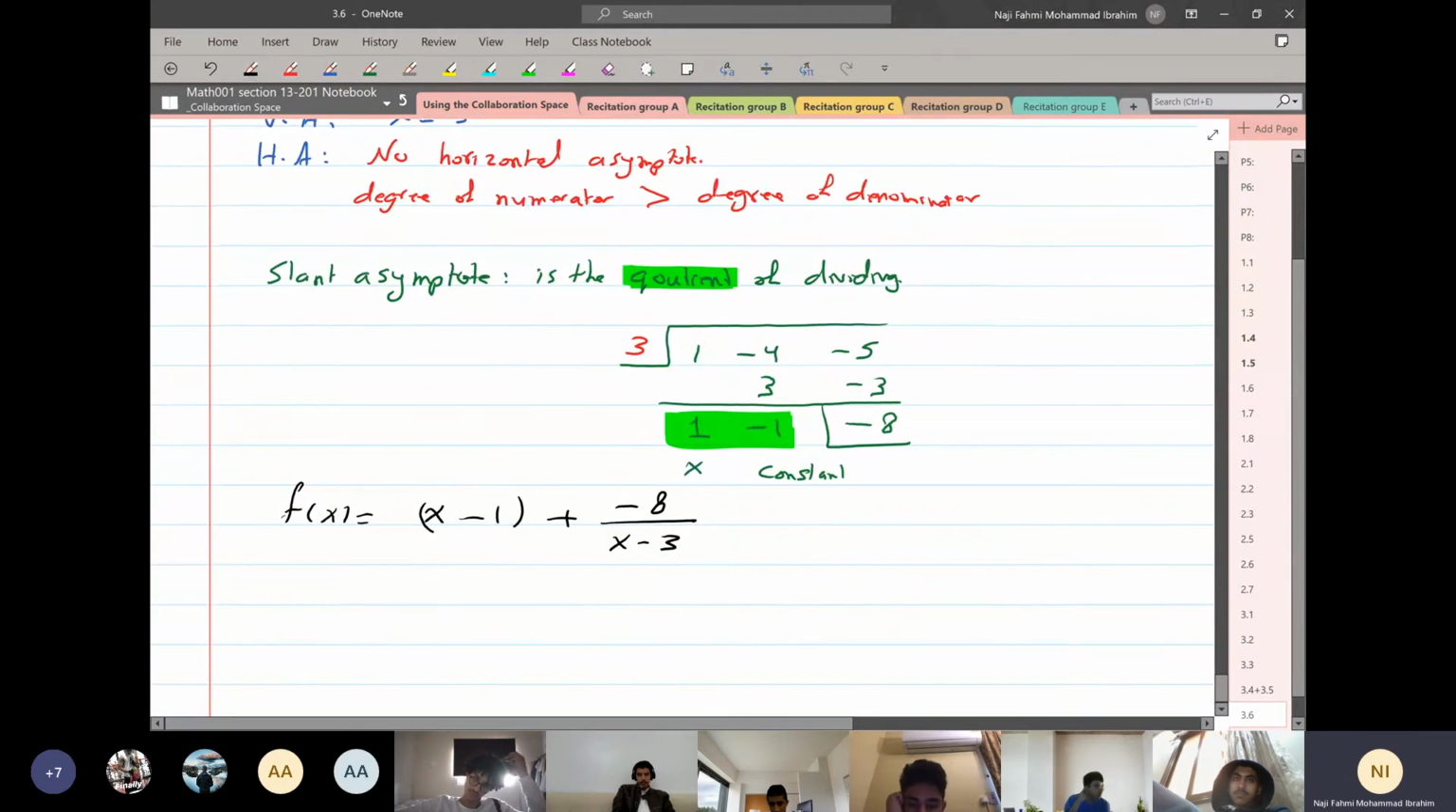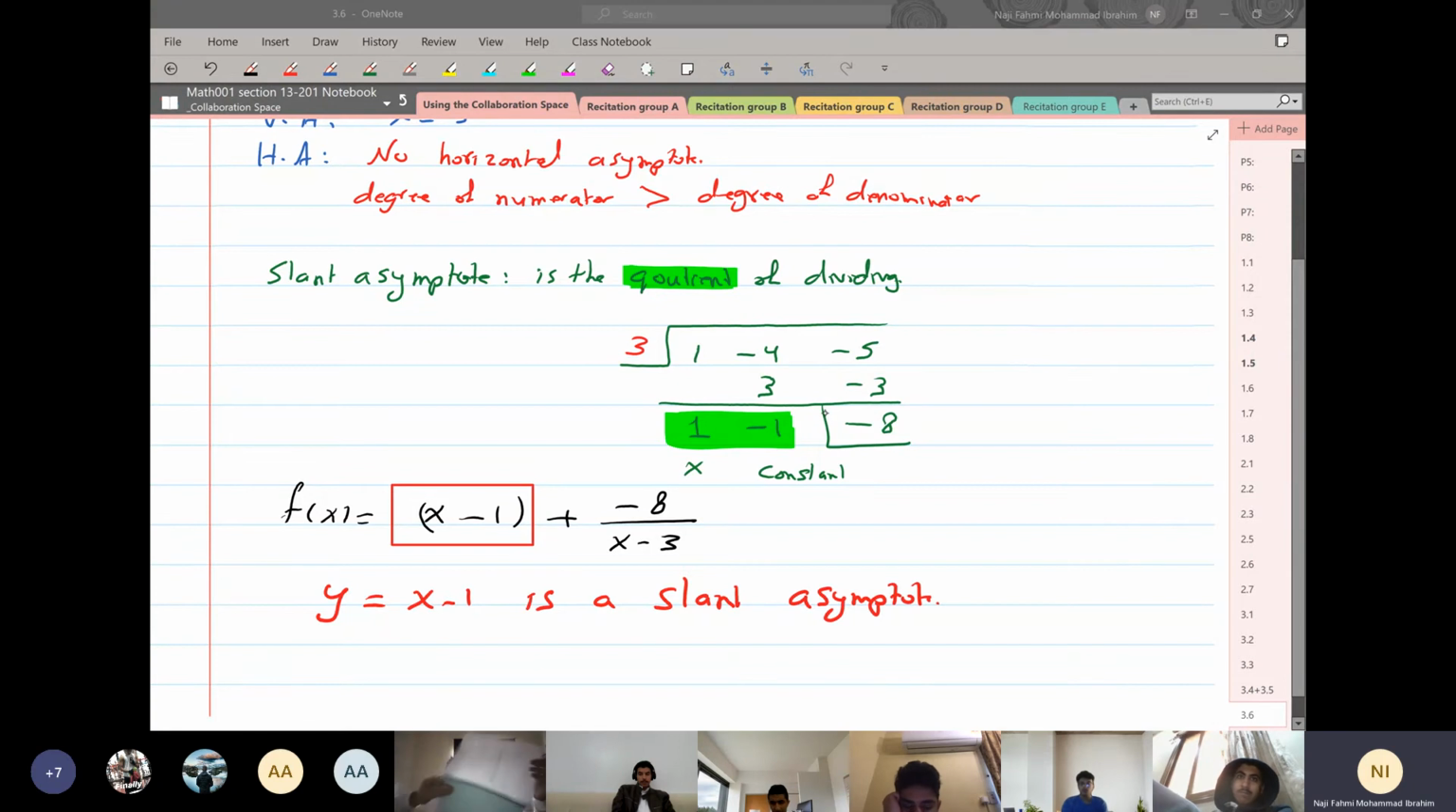Now my mission is just to know the quotient. What's my quotient here again? So I will say that y equals x minus 1 is a slant asymptote. And to convince you about this slant asymptote, I'm just going to graph it for you.